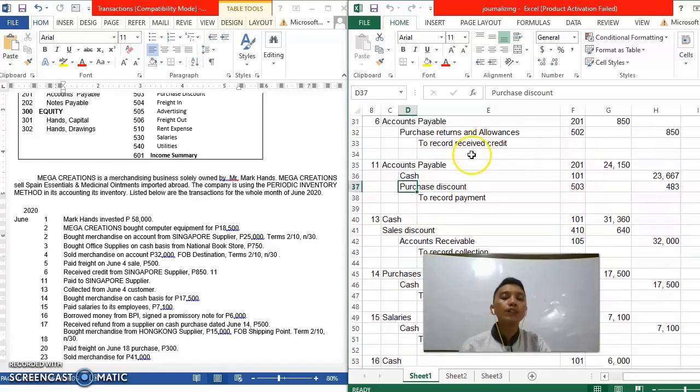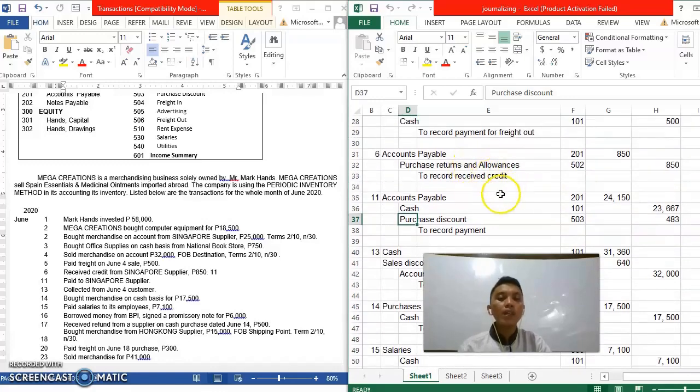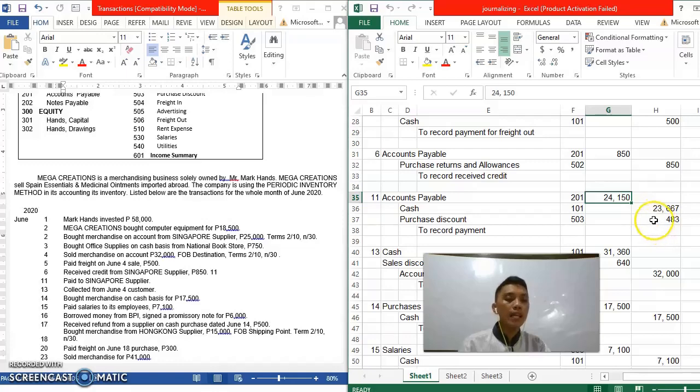So instead of 25,000 pesos, since you received a credit of 850 pesos last June 6, it will be deducted from your 25,000 pesos. So your accounts payable is supposed to be 24,150 pesos, but then you receive a purchase discount of 2%. So 2% of 24,150 would be 483, and 483 deducted from 24,150, you are going to pay 23,667 pesos only.